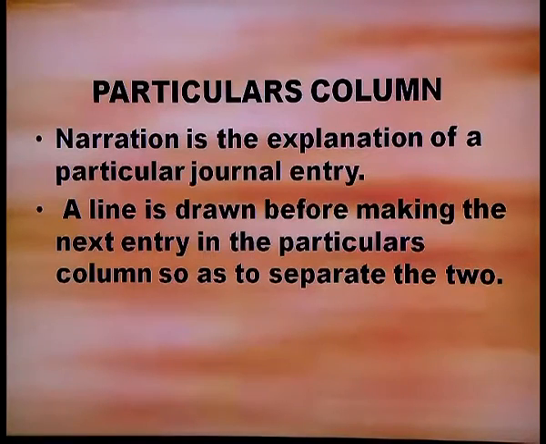Narration is the explanation of a particular journal entry. In the particulars column, a line is drawn before making the next entry, so as to separate the two entries. So, how to write an entry in the particulars column I have described. First you write the name of the account to be debited in the first line, then the name of the account to be credited, then the narration, then you draw a line only in the particulars column so as to separate the two entries.